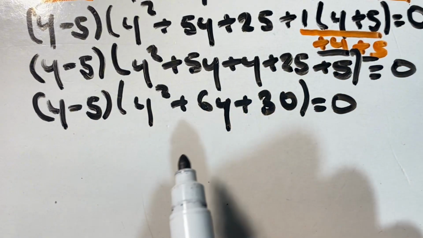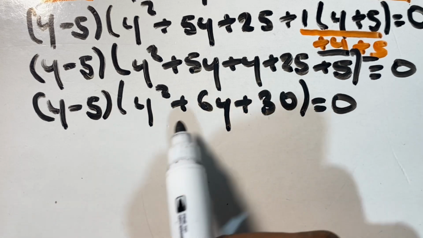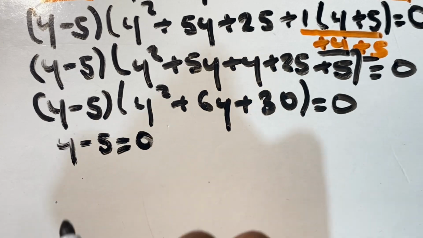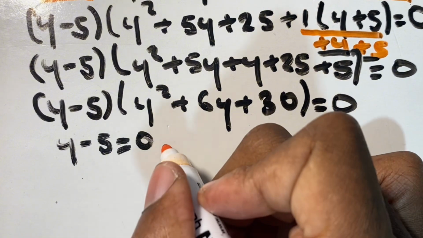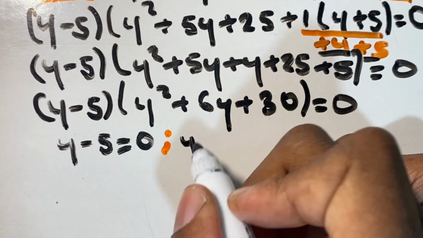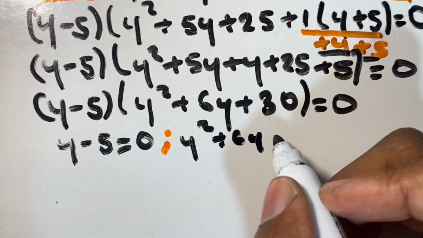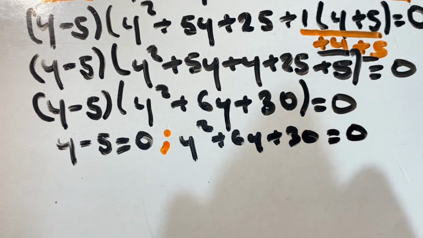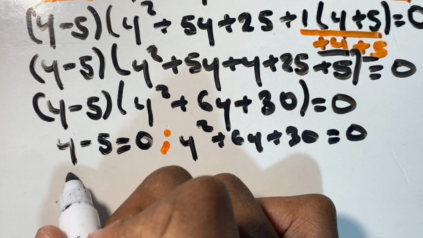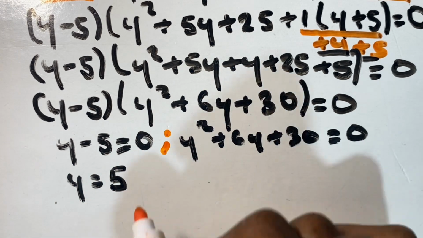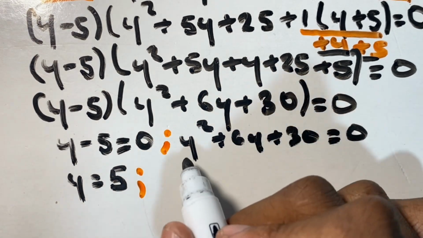So here we actually have two pairs of brackets, and using our zero property rule, if we have two brackets multiplying together to give us 0, either one of them is equal to 0 or both of the expressions are equal to 0. So we would actually set our two pairs of brackets equal to 0. So we have y minus 5 is equal to 0, and we'd have y squared plus 6y plus 30 is equal to 0. So for the first solution, y is equal to 5, and that's a real solution.